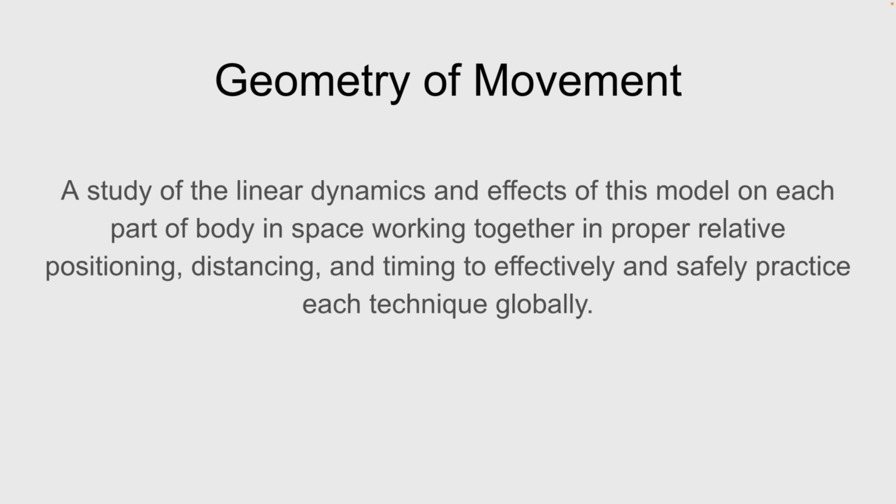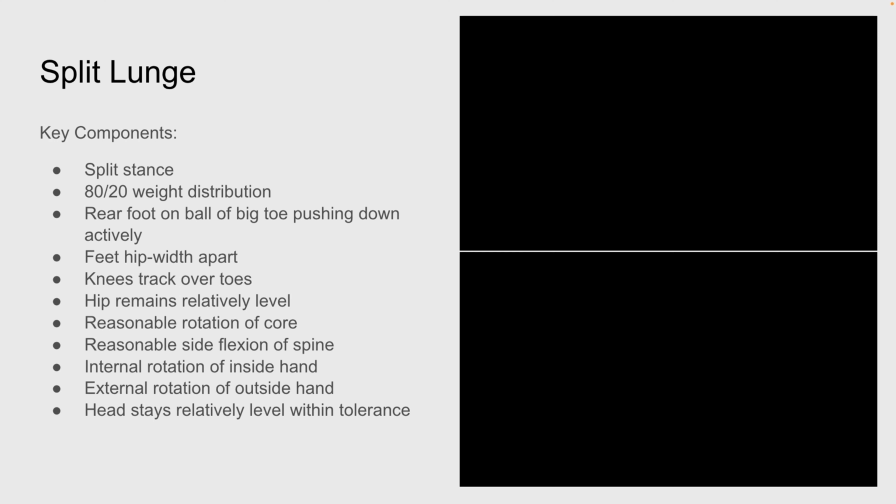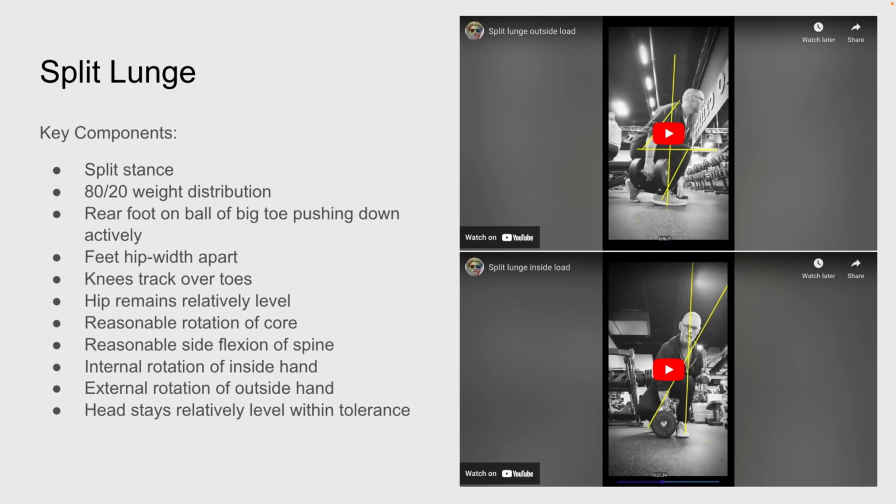where we are looking for lines of force and lines of coordination and lines of balance that are biomechanically correct. So this is a study of linear dynamics and effects of this model on each part of the body in space, working together in proper relative positioning, distancing, and timing to effectively and safely practice each technique globally. That is a really complicated way of saying everything's in the right place at the right time and you're not putting yourself in danger. So first we're going to look at the split lunge.